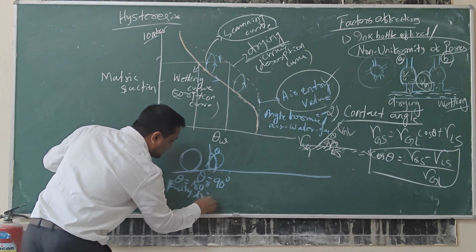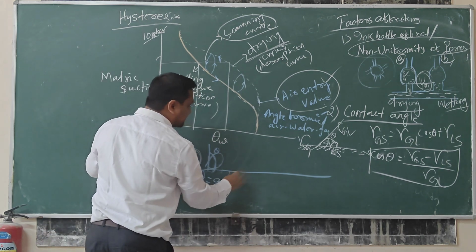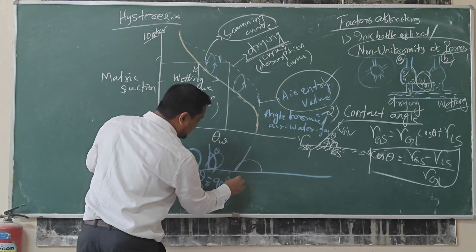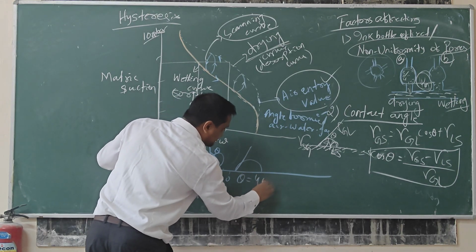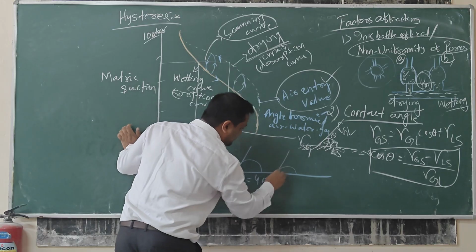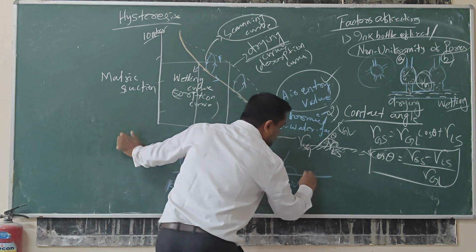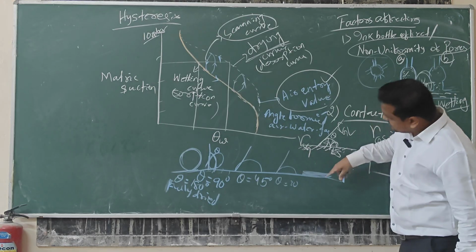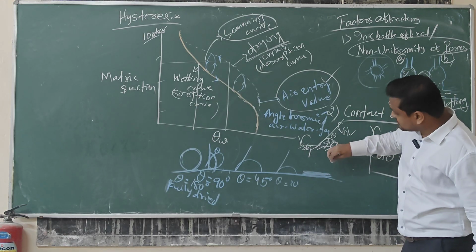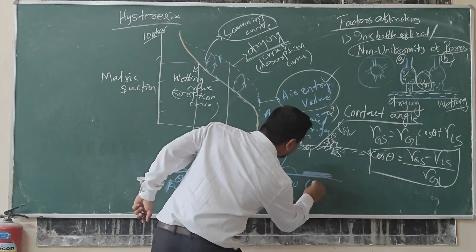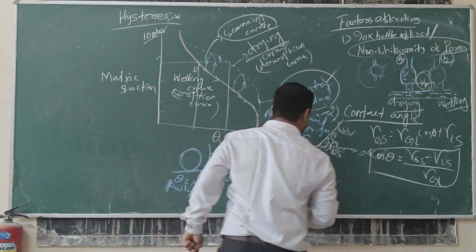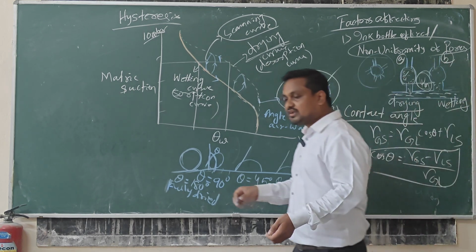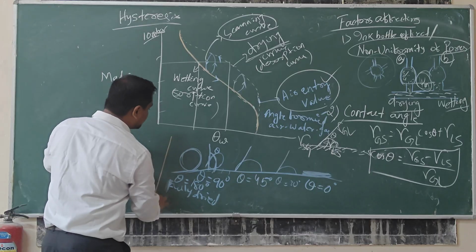Now as time passes or wetting happens, what will happen? The contact angle will reduce. Now you think the contact angle is 45 degrees. Now the contact angle is 30 degrees. When the soil is fully wetted, there is no contact angle developed. So we can say your contact angle is 0. Now from this you will better understand how hysteresis happens due to contact angle.